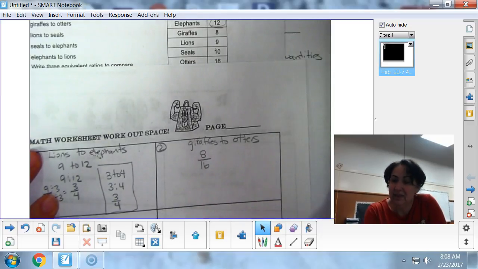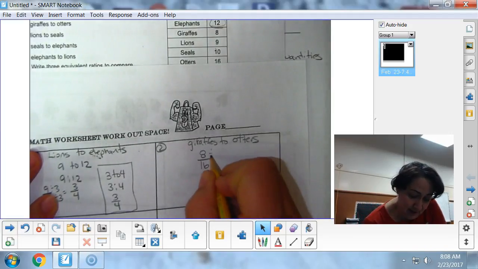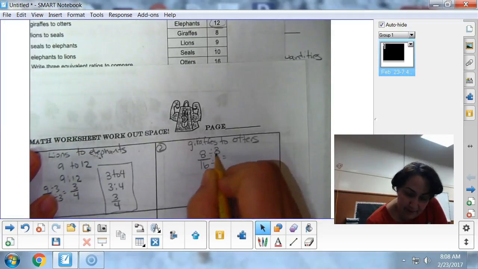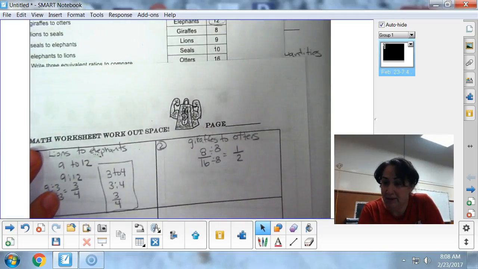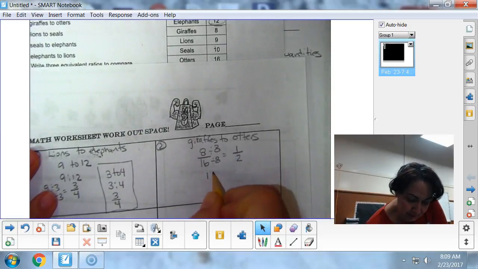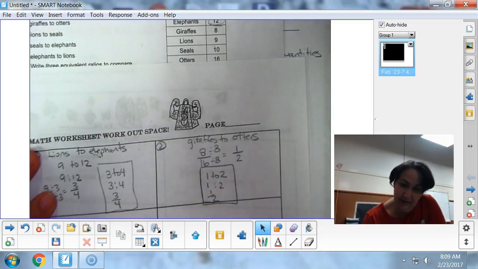Okay, does anything evenly divide into 8 and into 16? And the answer is yes, 8 does. 8 divided by 8 is 1. 16 divided by 8 is 2. If you wanted to start with 2 and divide there, you could. You just have to do it more times. Okay? So I have 1 to 2, 1 to 2, 1 to 2. Okay? So that would be my answer for that.